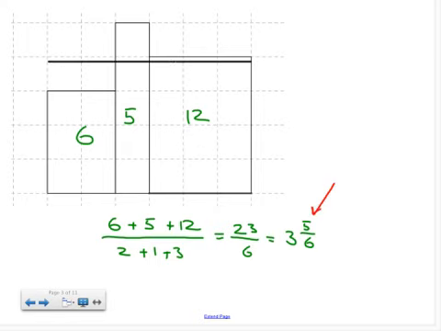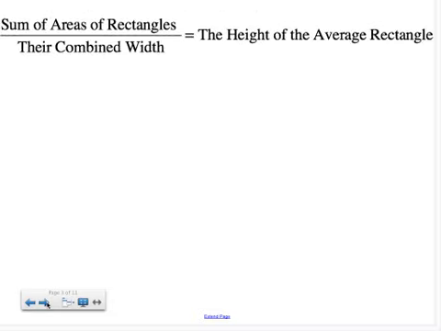What I want to try to sell to you here is that 3 and 5/6 is the average height of these three rectangles. And if I look at this picture, I think that's believable. But the idea here is if you take that 3 and 5/6 and multiply it by the sum of those bases, you're going to get the same area that you had when you added the three rectangles' areas together. So the idea here is that in general, it can be done for any number of rectangles. If you take the sum of their areas and divide by their combined widths, you will get the height of the average rectangle. Pretty simple idea from geometry.